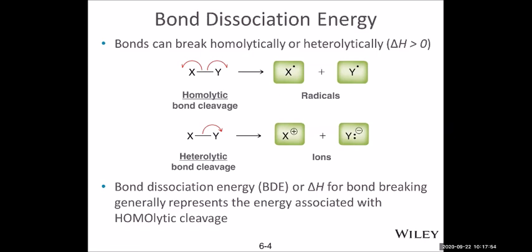There's another way to break the bond, which is heterolytic. In heterolytic dissociation, the pair of electrons goes with one of the two atoms. And whichever atom has no electrons to go with becomes the cation and the other becomes the anion. That's heterolytic bond dissociation. The bond dissociation energy we discussed to estimate the reaction enthalpy change comes from homolytic bond cleavage.